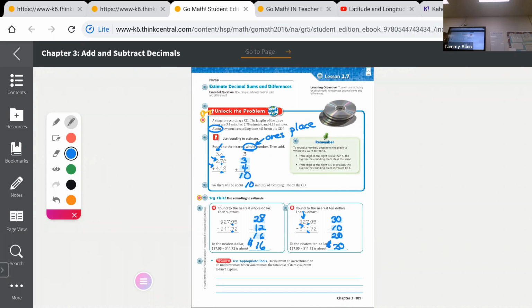Now, when you're working with the cost of items, do you want to overestimate or underestimate your total cost that you want to buy? So let's say your parents send you into the grocery store, okay? Do you want to overestimate or underestimate the cost and why? Write a sentence or two, please, and then we'll discuss. Overestimate or underestimate, and why?